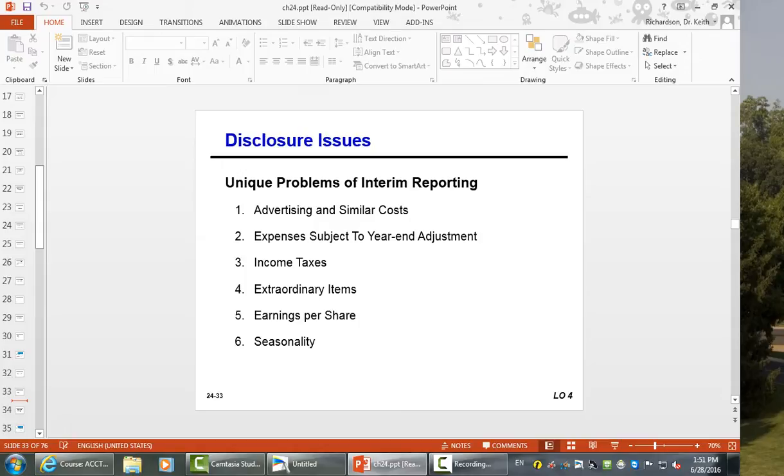Earnings per share issues, right? And then seasonality of the business. What do we mean?